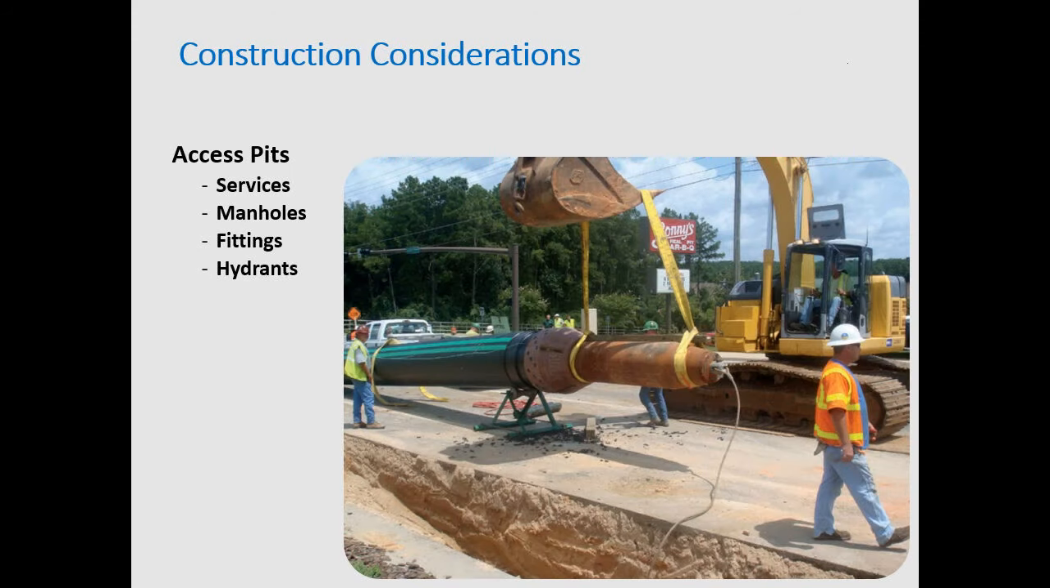Things to consider in your construction documents: access pits, big part. You've got to access the pipe. Go ahead. Yes. What sort of evaluation of the existing piping do you do? You've got the TV inspections, or run some sort of a pig through the inspection? So the question is what type of condition assessment do you do on the existing pipe?